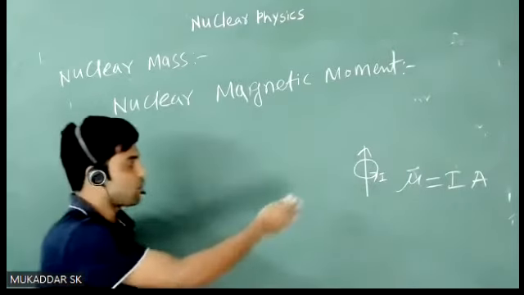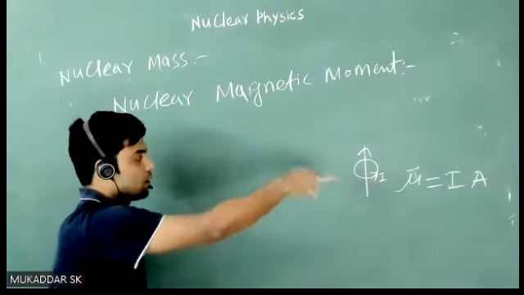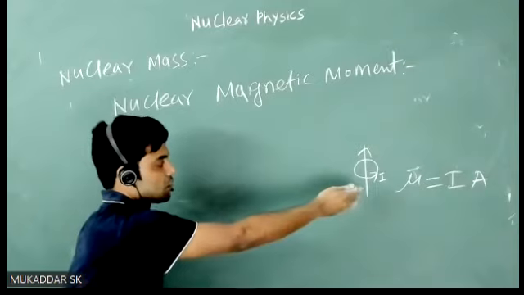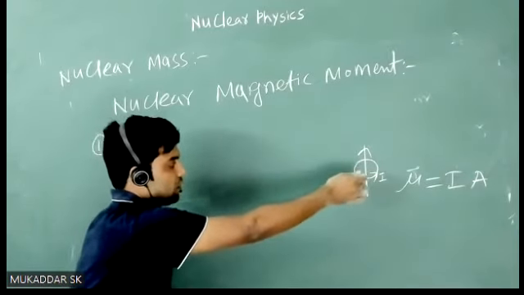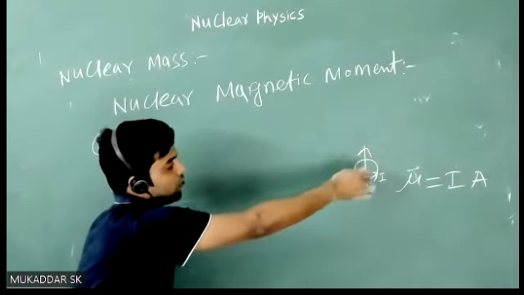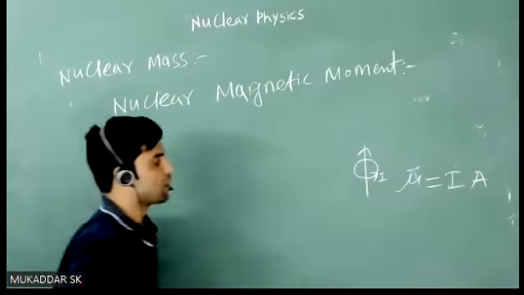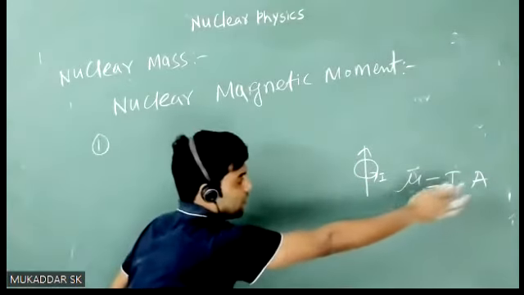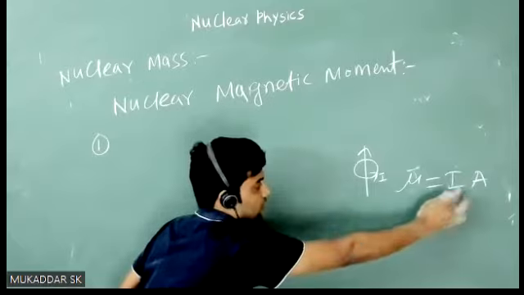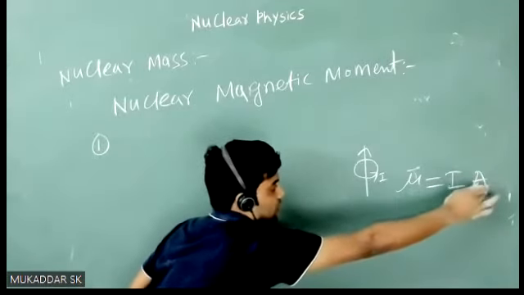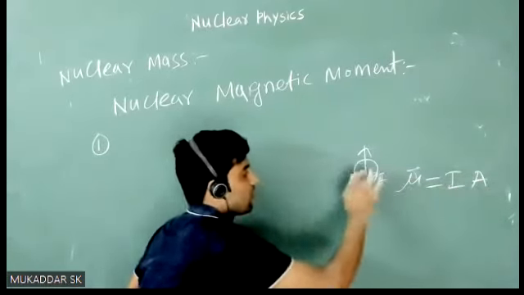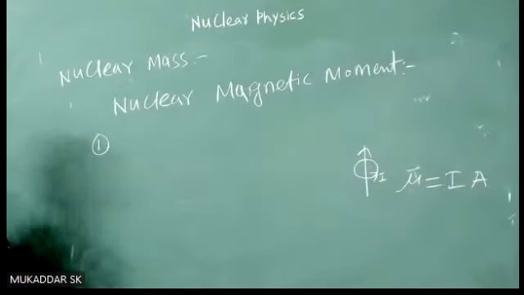Yes, sir. Since that proton is revolving around that orbit, and the proton is a charged particle, it will produce some current, and since it is moving in a loop, that loop will have some magnetic moment, and that magnetic moment is nothing but the current in the loop multiplied by its area. A means the area of that loop. So that is the first reason for nuclear magnetic moment.